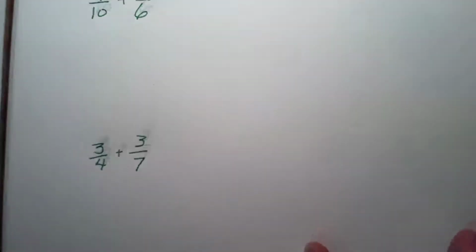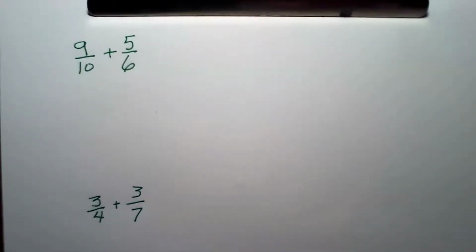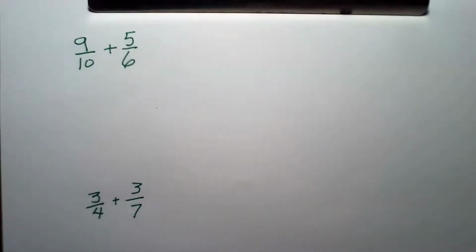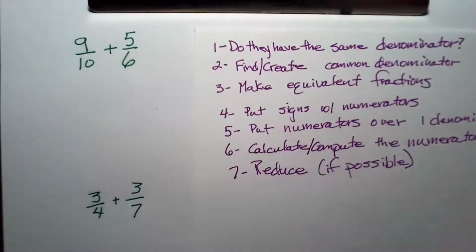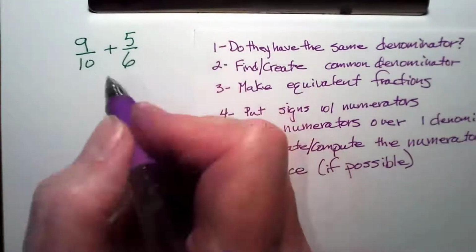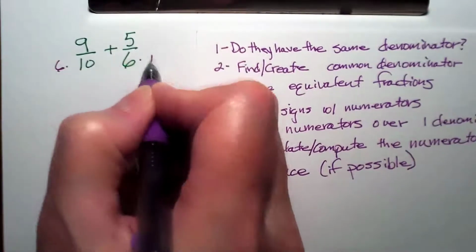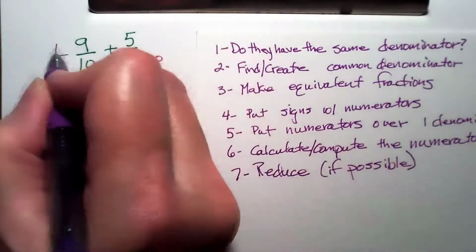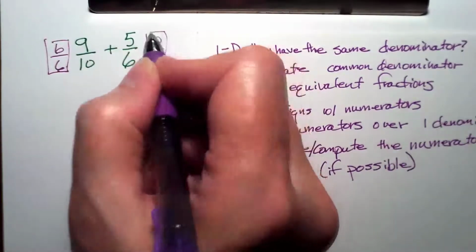I'm going to do a couple more that are just a little bit bigger. And if you want, stop the video, copy these down, and try it, and then you can see if you remember how to do it. But this is the same kind of thing as the other one. There's a shortcut, or just do it the long way. So if I do it the long way, I'm going to multiply this times 6. I'm going to multiply this by 10. If I do the denominator, I have to do the numerator by the same number.